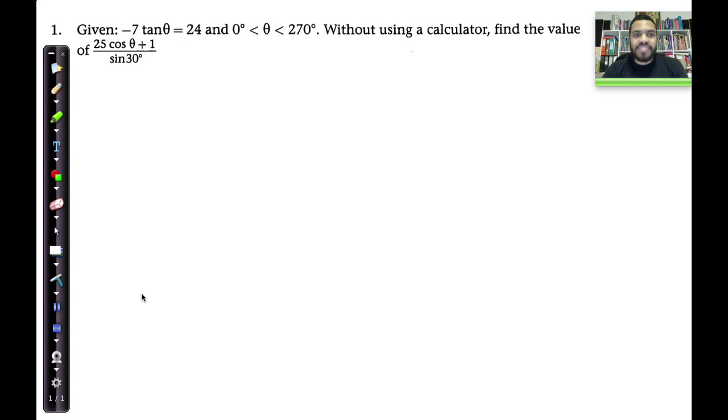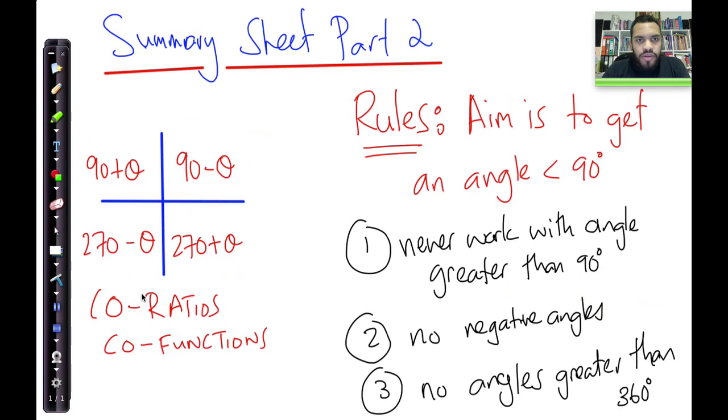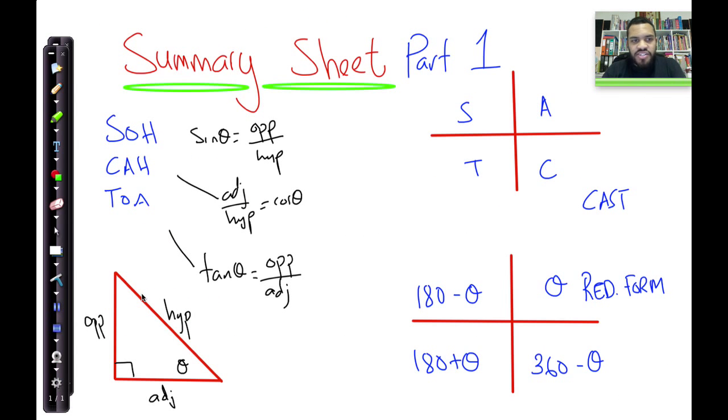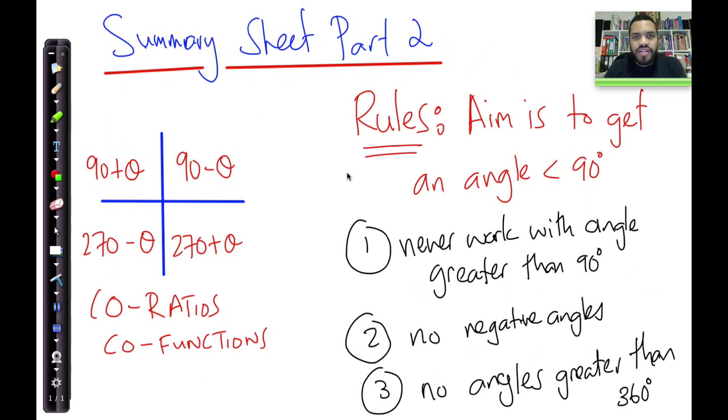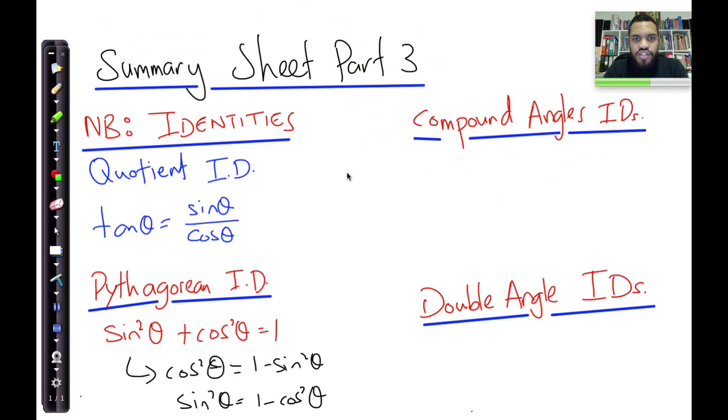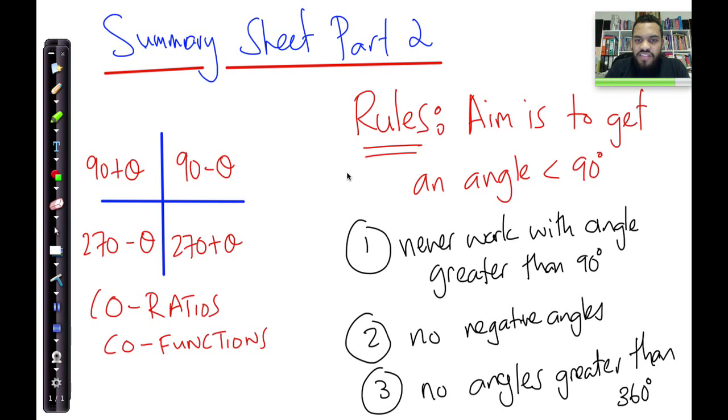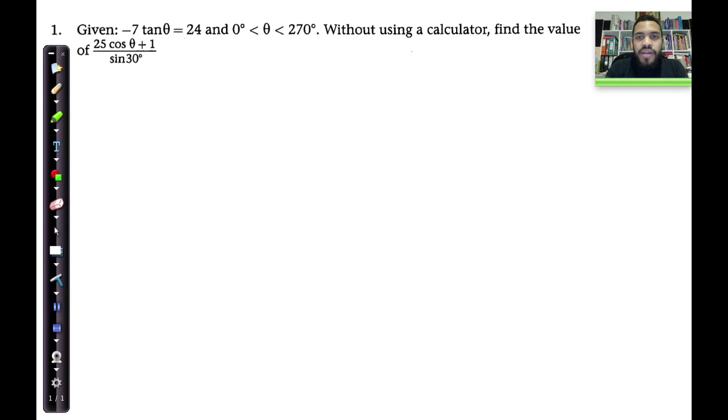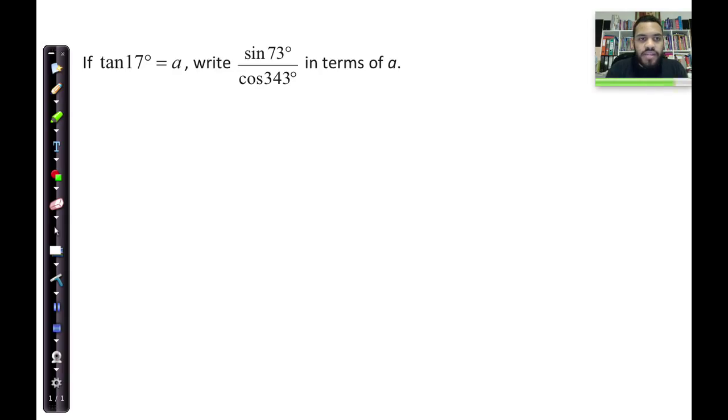Okay, so getting back to this. Like I said, we're going to look at the first one. Before I go there, these are some screenshots that I took. Remember when you had your summary sheet part 1, summary sheet part 2, and summary sheet part 3. Remember these very important rules on the side: never work with angles greater than 90, no negative angles, never work with an angle that is negative, never work with an angle that is greater than 360 degrees. So before I go on to this very first question over here, let's start with this one that you see over here.